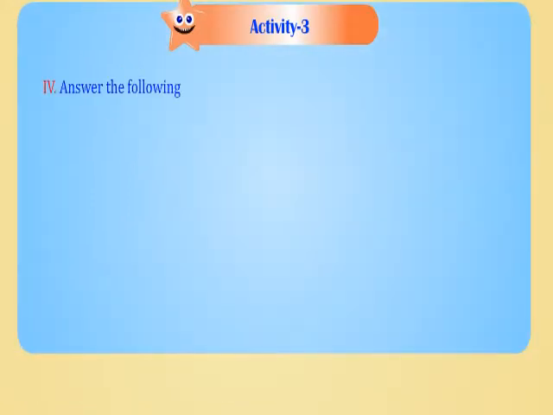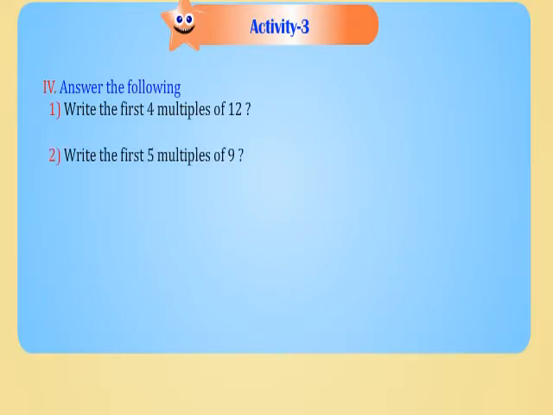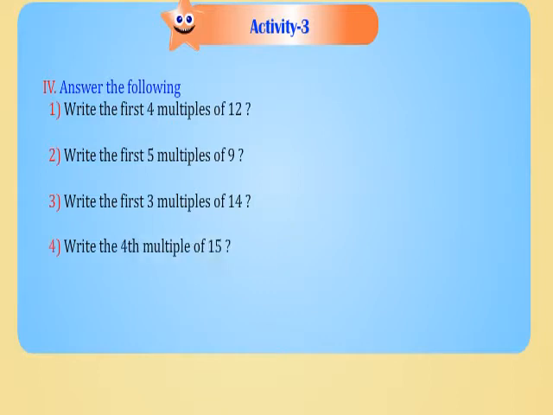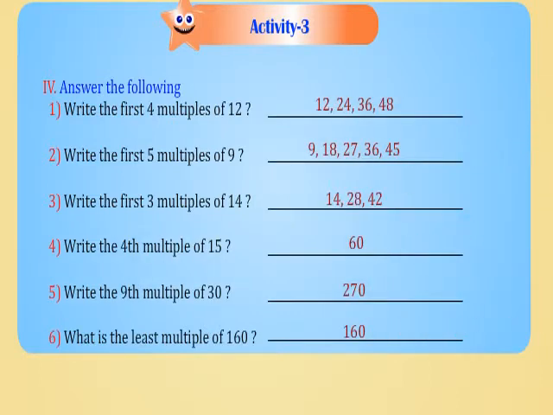Section D. Answer the following. First, write the first 4 multiples of 12. Second, write the first 5 multiples of 9. Third, write the first 3 multiples of 14. Fourth, write the fourth multiple of 15. Fifth, write the ninth multiple of 30. Sixth, write the least multiple of 160.